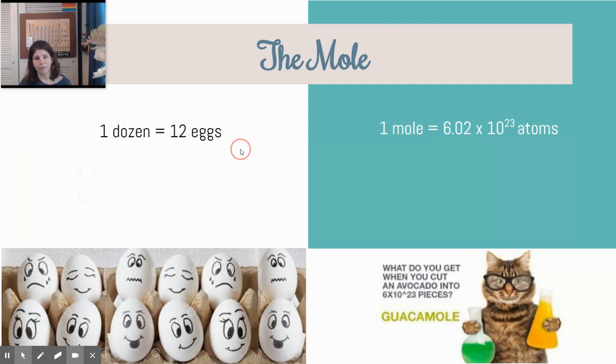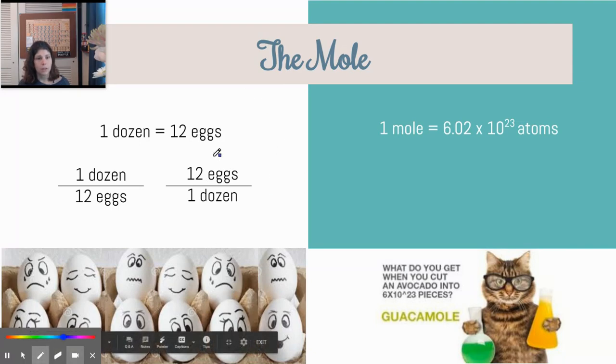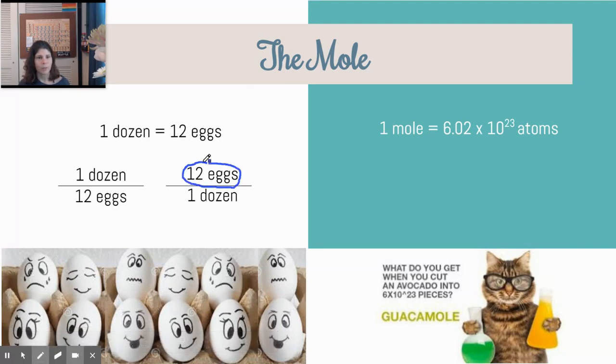So we can write it as a fraction. We can say 1 dozen over 12 eggs, or we can flip that conversion factor over and say 12 eggs over a dozen. Because remember, 12 eggs is the same thing as 1 dozen. So what we're really writing is 1 dozen over 1 dozen, which is just 1, or 12 over 12, which is just 1.